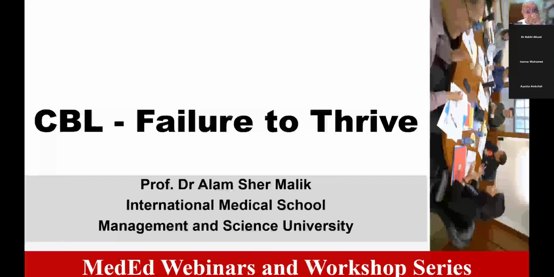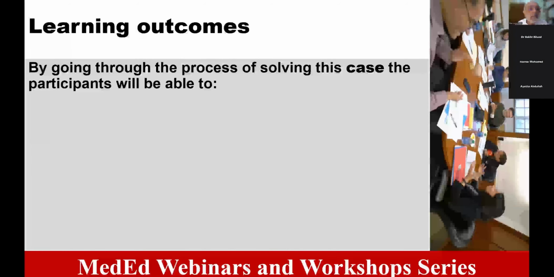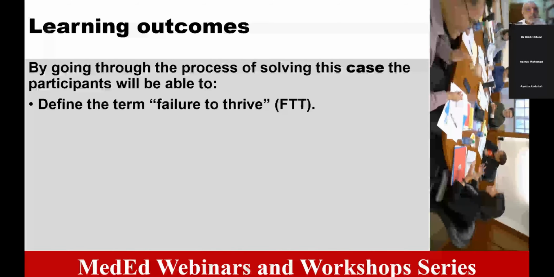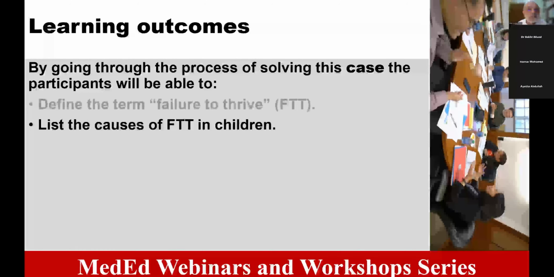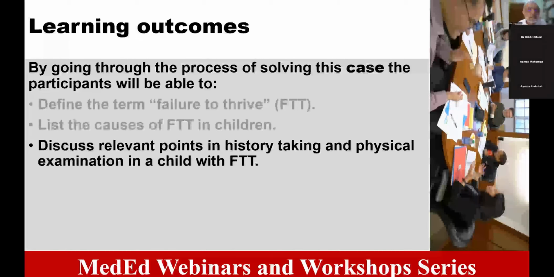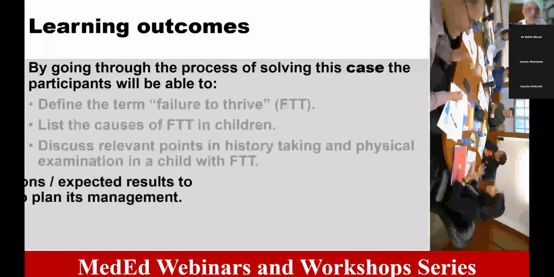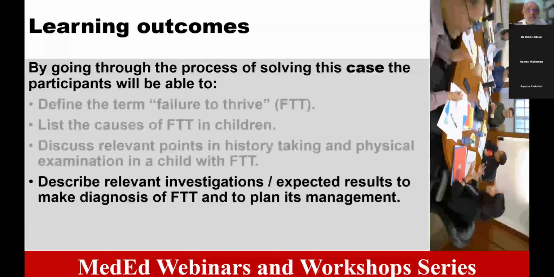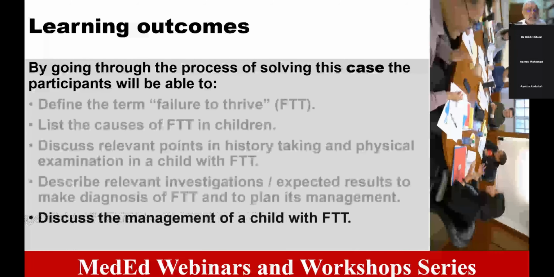Here is another one, a complete session on failure to thrive. These are the learning outcomes: by going through the process of solving this case, the participants will be able to define the term failure to thrive, list the causes of failure to thrive in children, discuss relevant points in history taking and physical examination in a child with failure to thrive, describe relevant investigations and expected results to make the diagnosis of failure to thrive and to plan its management, and discuss management.